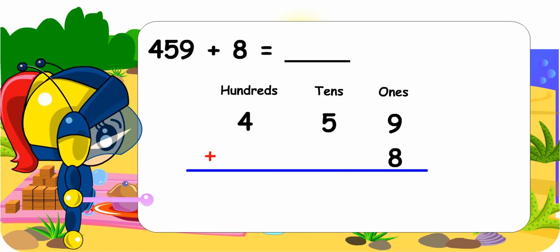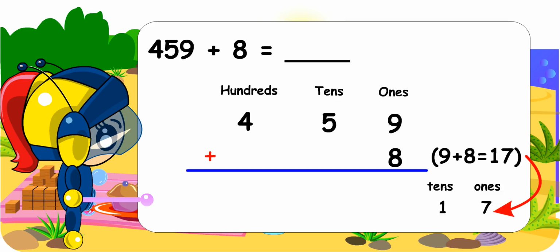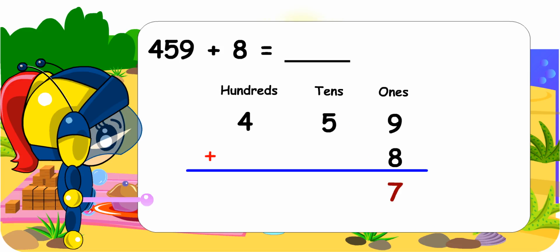I see that you have placed the ones under the same column. Look at the ones column. 9 plus 8 is equal to 17. I rename 17 as 1 ten and 7 ones. So, I need to carry 1 ten over to the tens place. And I add the tens, which is 5 plus 1 to get 6 tens. And the answer is 467.